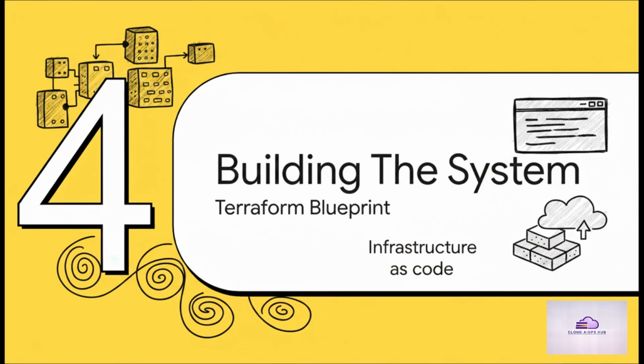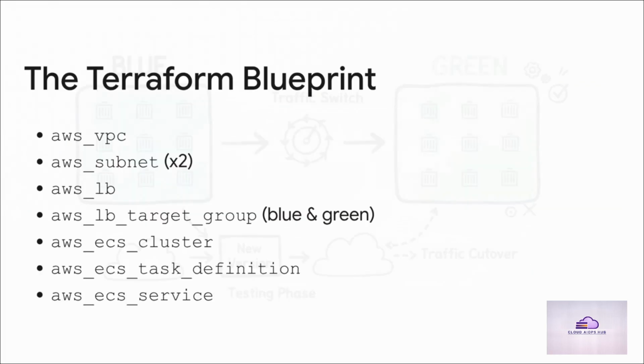Now, you don't build this kind of rock-solid infrastructure by clicking around in the AWS console. No way. It's all provisioned as code, and our tool for that is, of course, Terraform. So here's the blueprint, the recipe, if you will. We start with our network, a VPC, and at least two public subnets for high availability. We need our AWS LB, the application load balancer. Then come our two kitchens, the blue and green AWS LB target group. After that, we define our AWS ECS cluster, the AWS ECS task definition that tells Fargate what container to run, and finally, the AWS ECS service to make sure it all stays up and running.